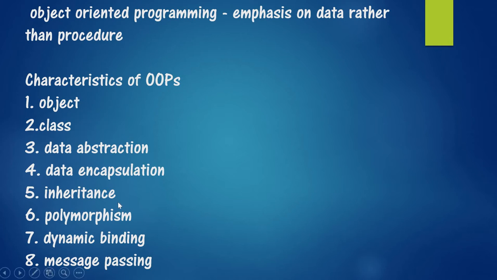Then what are all the characteristics of OOPS, or what are all the characteristics of object oriented programming language? Object, class, data abstraction, data encapsulation, inheritance, polymorphism, dynamic binding and message passing. These are all the characteristics of OOPS. Next year you will learn all these things in detail. This year we are just learning what these characteristics are.